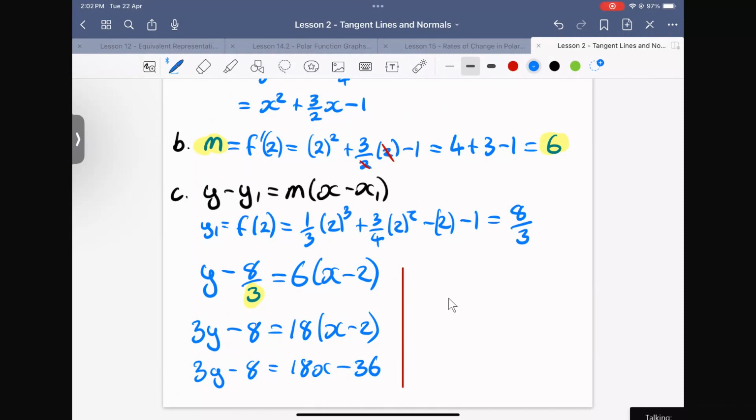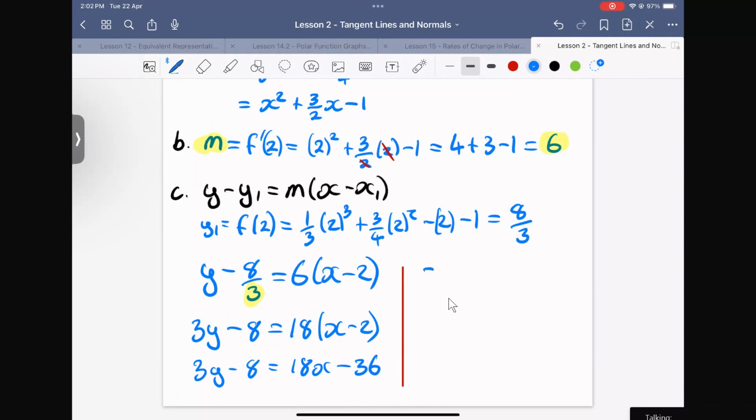So we've got minus 18x plus 3y. Adding 36 to both sides is going to give us plus 28 equals 0. I always like to make the x positive, but that would be the right answer. Making the x positive, I get the other two negative like this, just changing all the plus and minus signs.